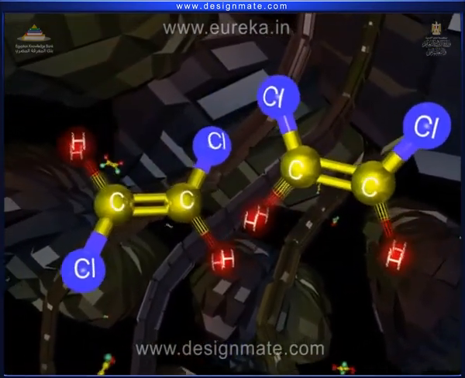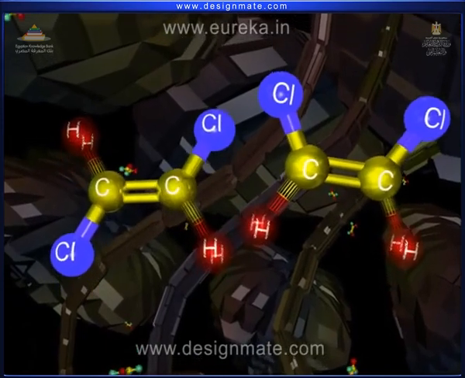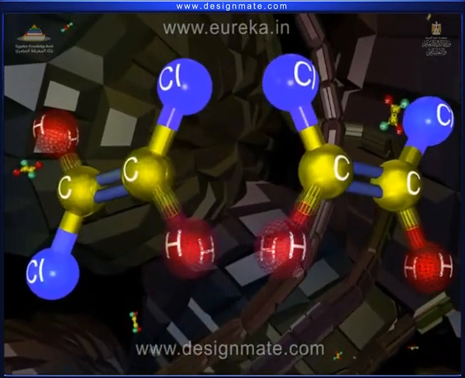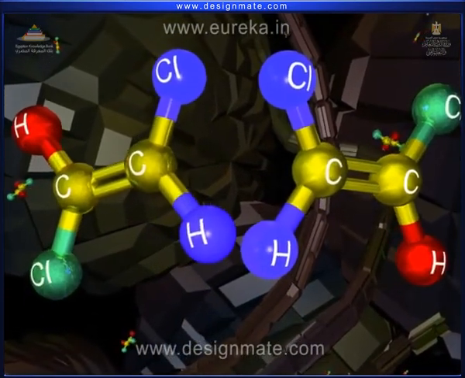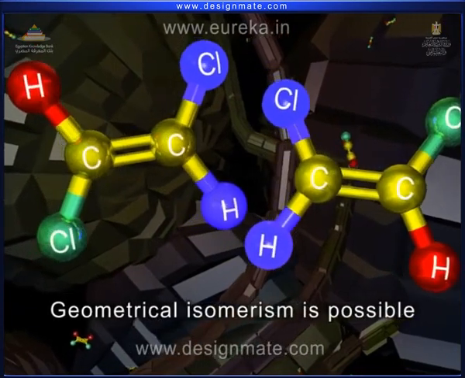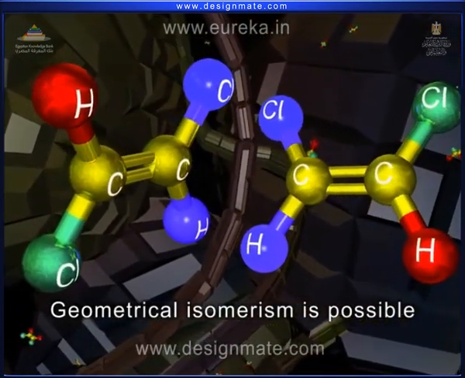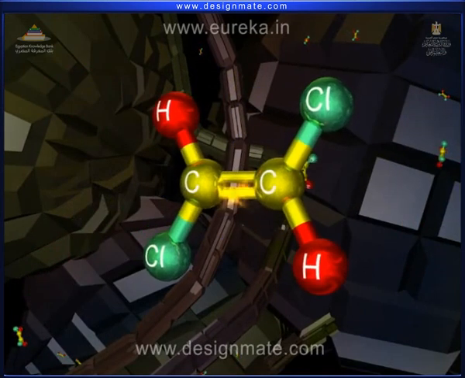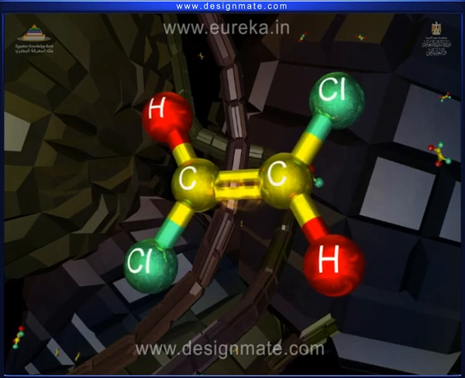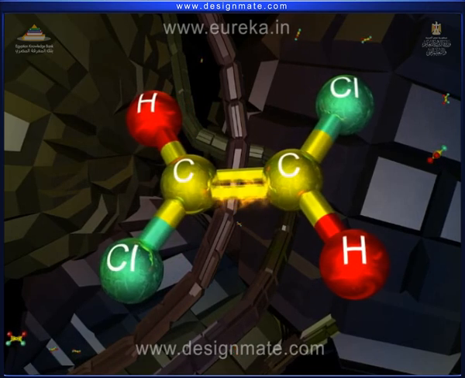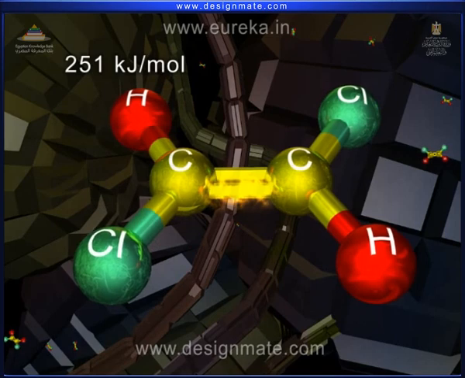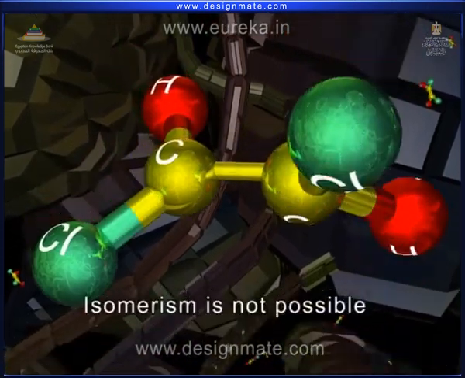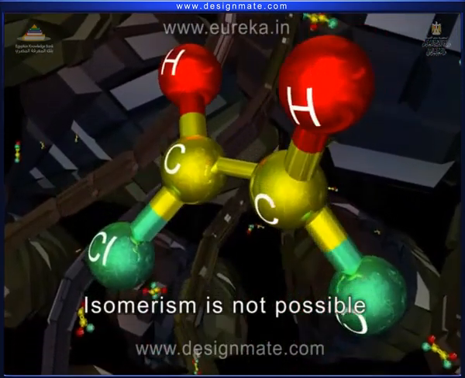Here, both the necessary conditions, that is, the presence of a carbon-carbon double bond, as well as the presence of two different groups attached to carbon, are satisfied. Hence, geometrical isomerism is possible in alkenes. However, at higher temperature, when the isomers obtain a sufficient amount of energy, that is 251 kilojoules per mole, the pi bond is broken. Thus, isomerism is not possible at higher temperatures.